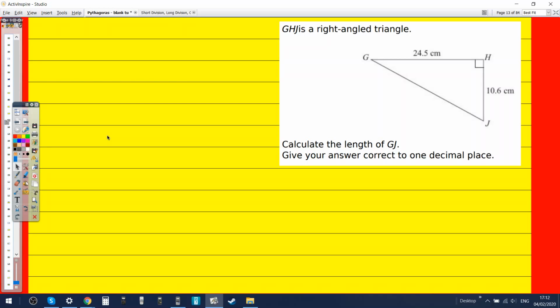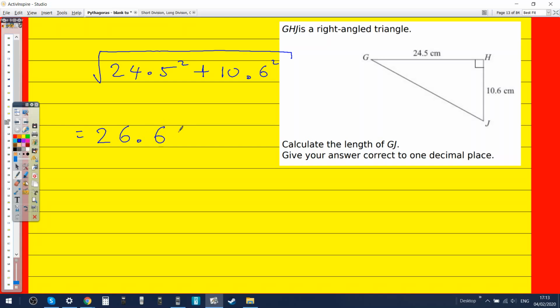24.5 squared add 10.6 squared. Well done. Okay. 24.5 squared add 10.6 squared. And then you square root the answer. So the answer is 26.69.